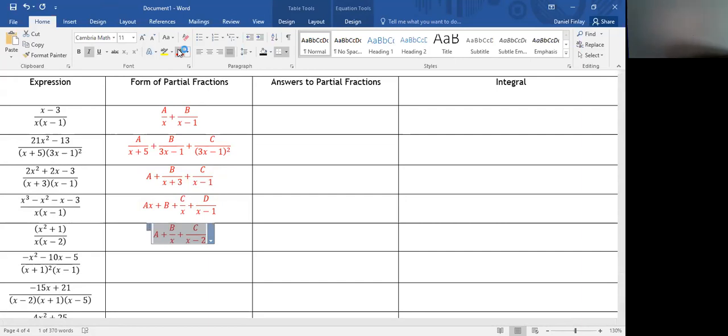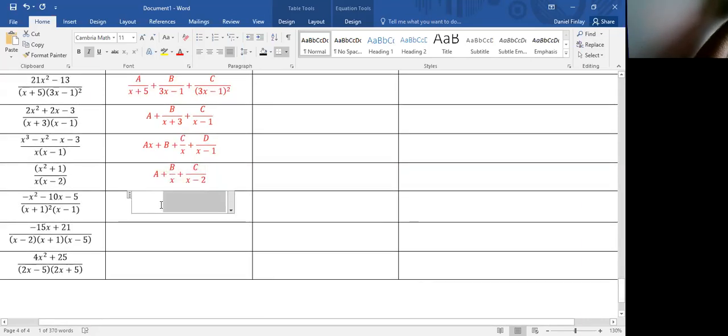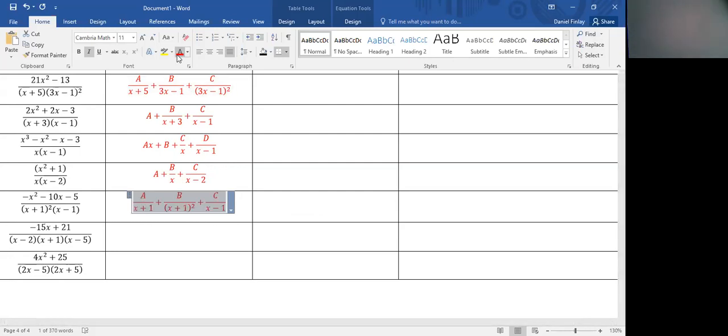Okay, the next one, minus x squared minus 10x minus 5. So think about the degree on the top, x plus 1 squared, x minus 1. Think about the bottom, and see if you can write down what form of partial fractions it would be. It's one we've already talked about. It will look like that. Same for the next one. Can you write down the form it would look like?